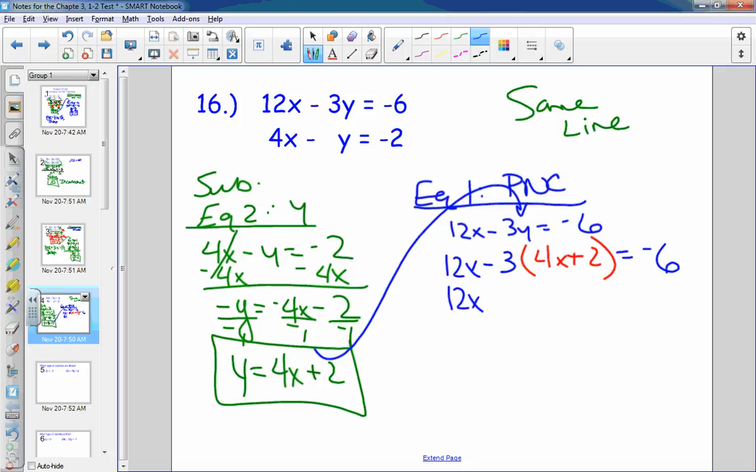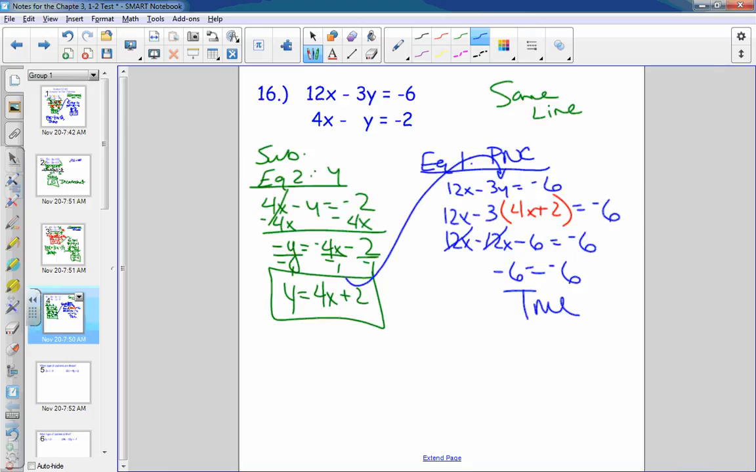Distributing, 12x minus 6 is equal to negative 6. The 12x cancels out, and I have negative 6 is equal to negative 6. Since that is a true statement, there's nothing I can calculate. This tells me that it is indeed the same line, and this becomes a dependent system.